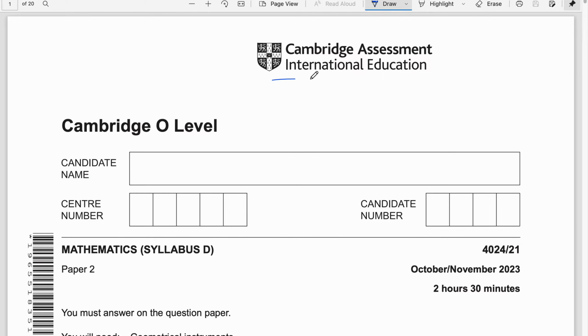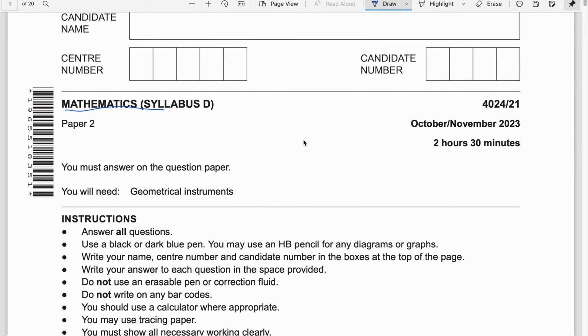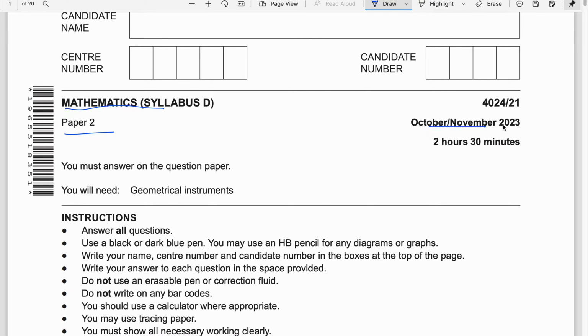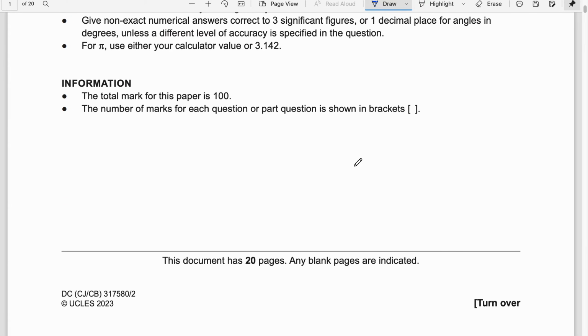Welcome back. This is Cambridge Assessment International Examinations, Cambridge O Levels. Subject is Mathematics, Paper 2. Session is October-November 2023. Time allowed is 2 hours and 30 minutes. Calculator is allowed.